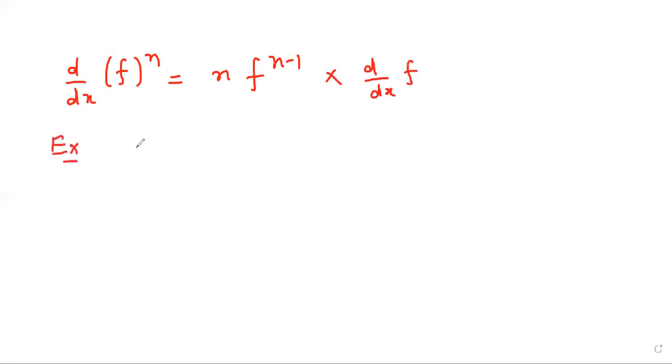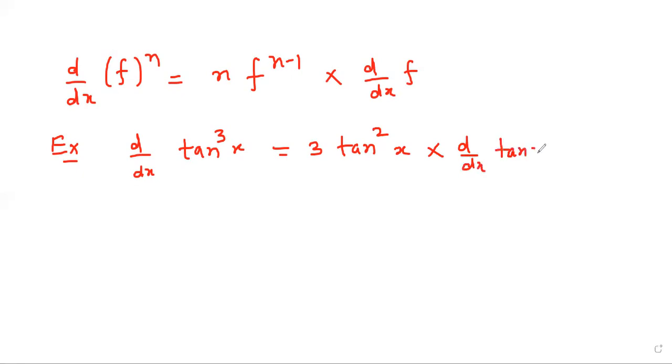Example, d upon dx of tan cube x will become 3 tan square x into d upon dx of tan x, because function is tan x. So it becomes 3 times tan square x into sec square x.